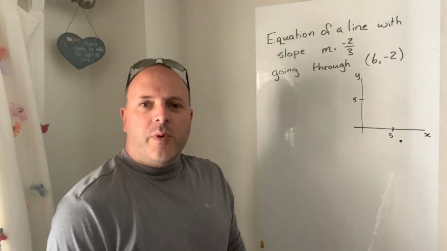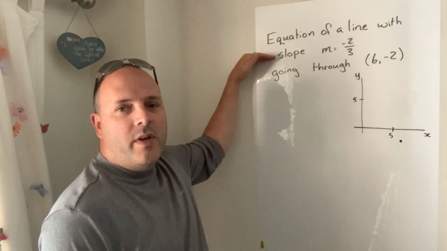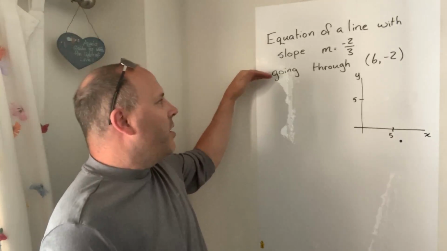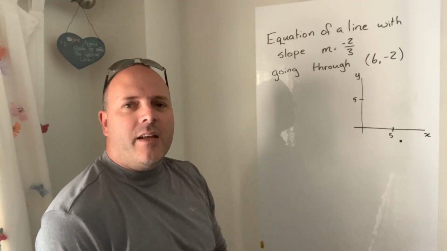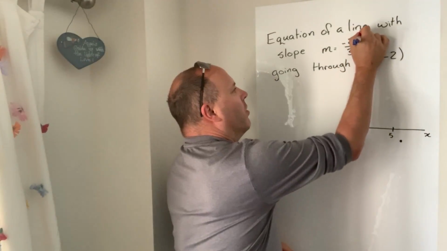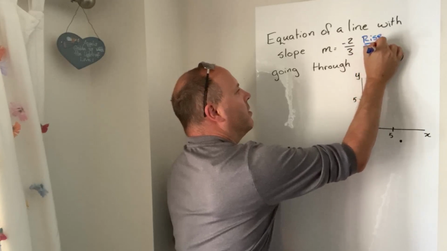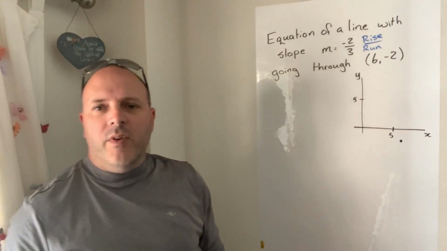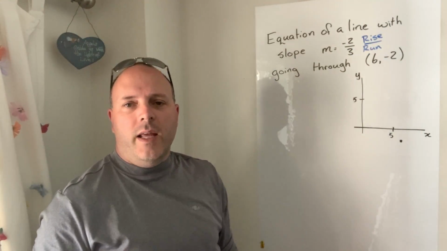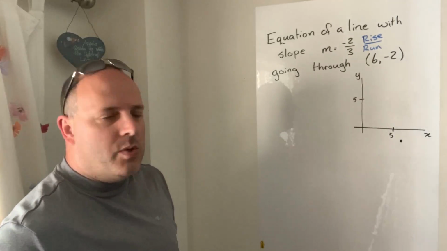All right, here we go, guys. We want to find the equation of a line with a slope of -2/3 that goes through the point (6, -2). Okay, you know the slope is rise divided by run, right? So every time we move 3 along the x-axis, we have to go down 2.